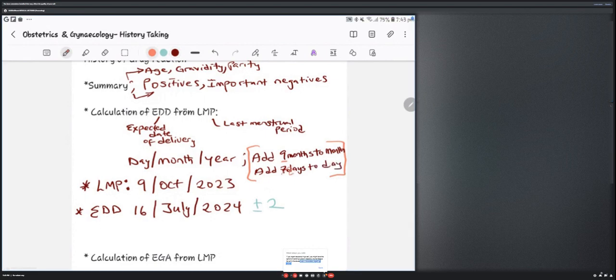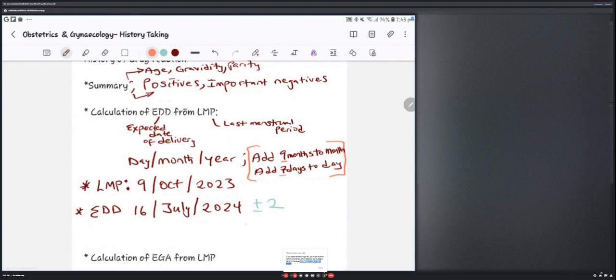So answering your question, you said how do we get the July? We added 9 months to October. 9 months from October is what? July. Do you understand that? Exactly. So that was how we got it. You add 9 months to the month which is given to you, and then you add 7 days to the day which was given to you, and that was it.